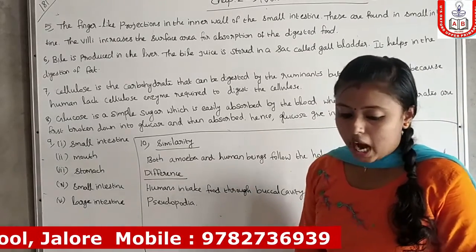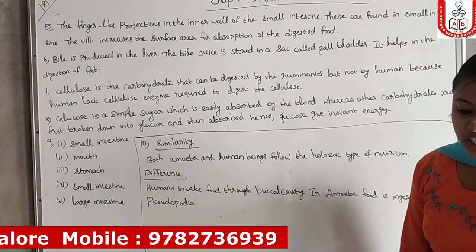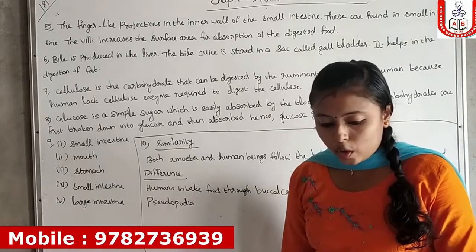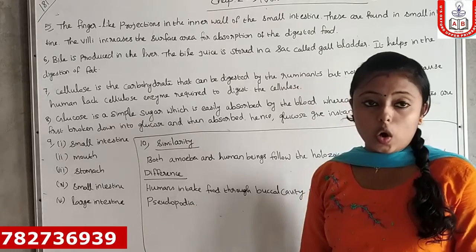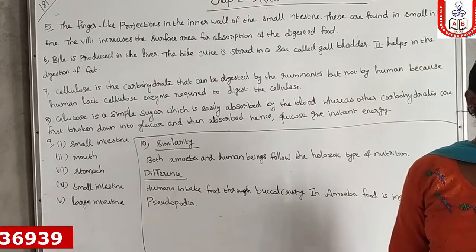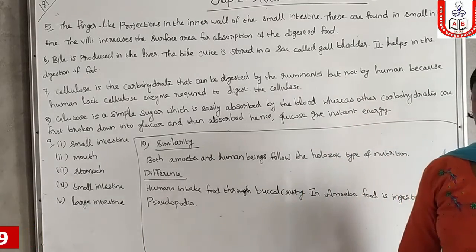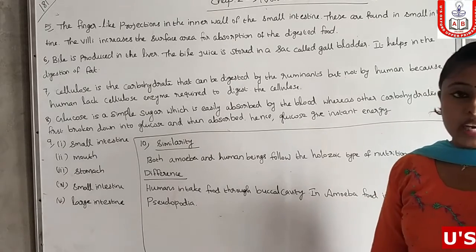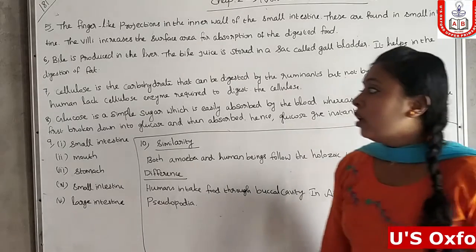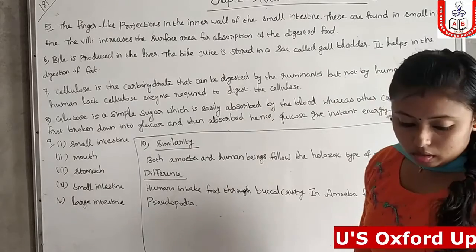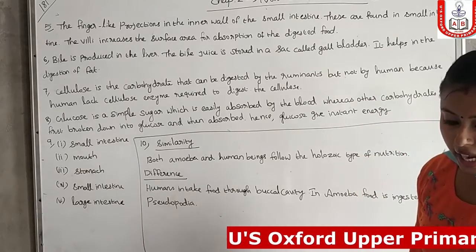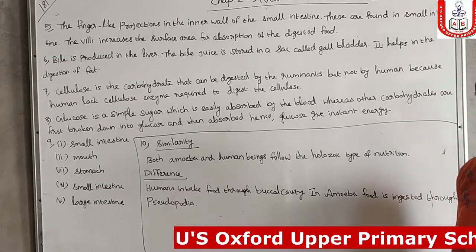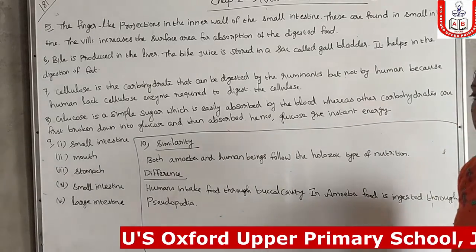Next one, 7th question. Name the type of carbohydrate that can be digested by ruminants but not by humans. Give the reason also. Ruminants means animals like cow, buffalo, etc. These types of animals are called ruminants. So what is the question? Name the type of carbohydrate that can be digested by ruminants but not by humans. Give the reason.